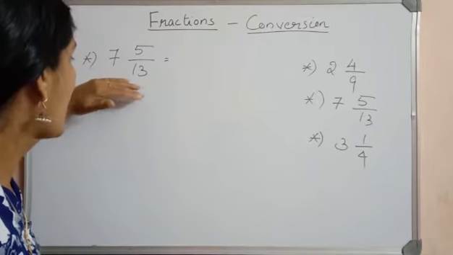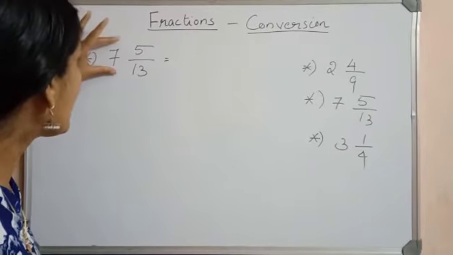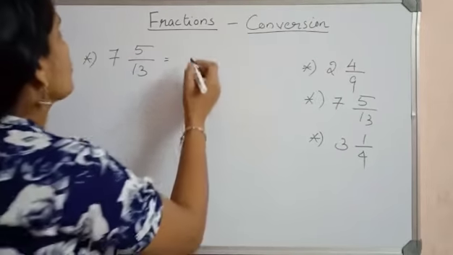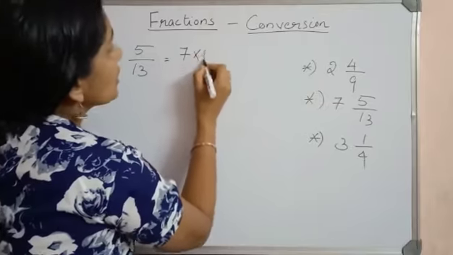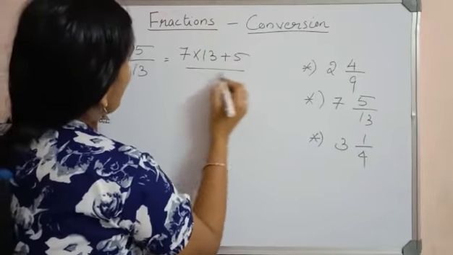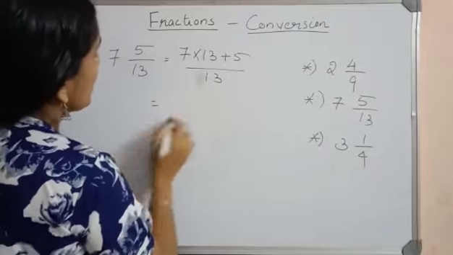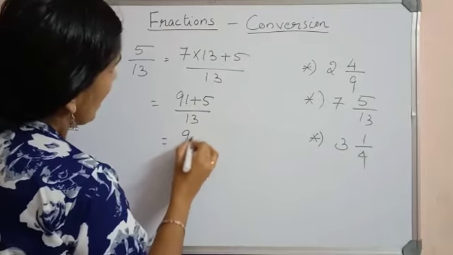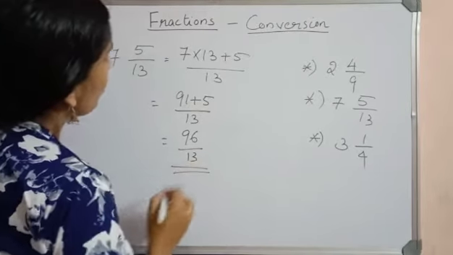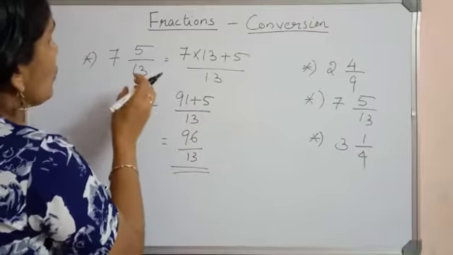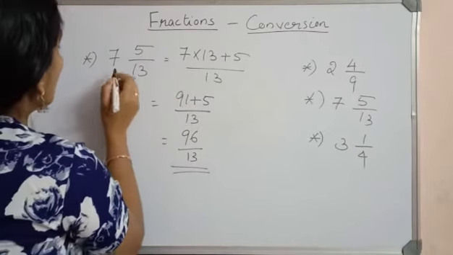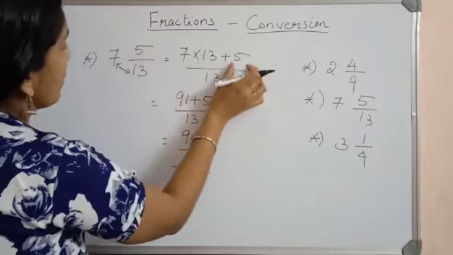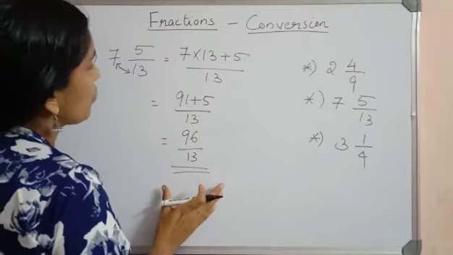Here also the same way as I have told you, you need to multiply the integral part with the denominator and then you have to add the numerator. So we can write this as 7 into 13 plus 5 divided by 13. So 7 into 13 is 91 plus 5 by 13 and that's equal to 96 by 13. This is how the conversion happens. So you have to remember, you need to multiply the integral part with the denominator and then add the numerator and simplify, you will get the improper fraction.